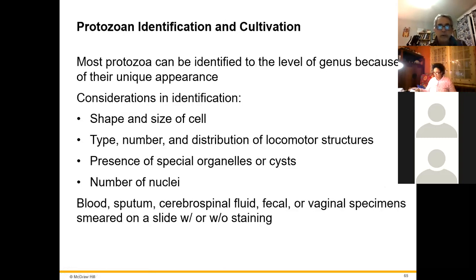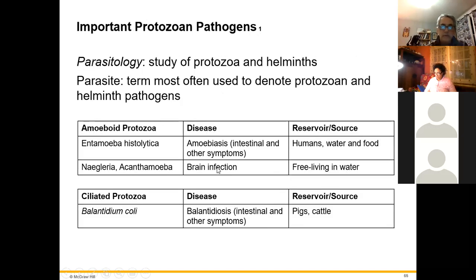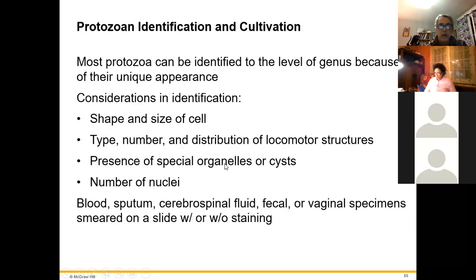Most protozoans can be identified to the level of genus because of their unique appearance. Considerations in identification: shape and size of the cell, type and number and distribution of locomotive structures, presence of organelles or cysts, number of nuclei. Blood, sputum, cerebral spinal fluid, fecal, and vaginal specimens smeared on a slide can be used to identify them.